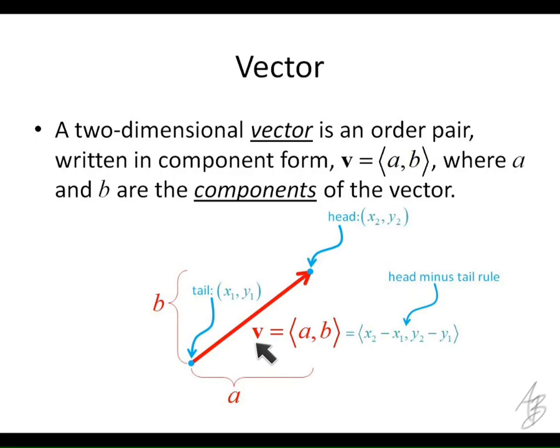And then to find the coordinates of the vector, the components of the vector, we can do what's called a head minus tail rule. You take the X component and the Y component from the head and subtract the X component and the Y component of the tail to figure out what the A and the B are going to be.